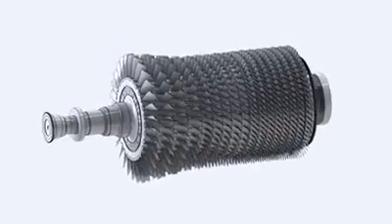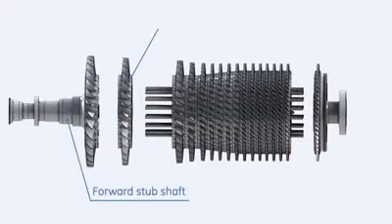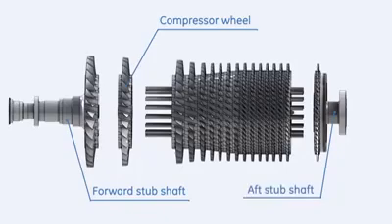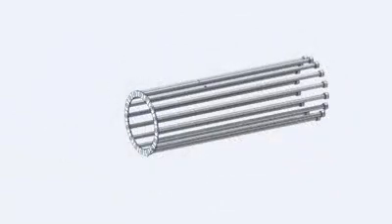The compressor rotor has 17 stages of rotating blades. It is assembled of 15 individual wheels and 2 stub shafts. All wheels are held together with 16 tie bolts and nuts.